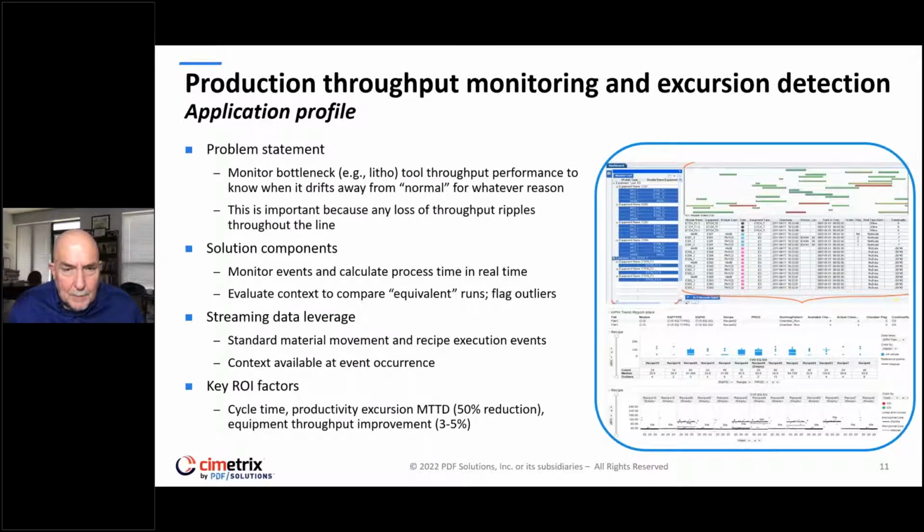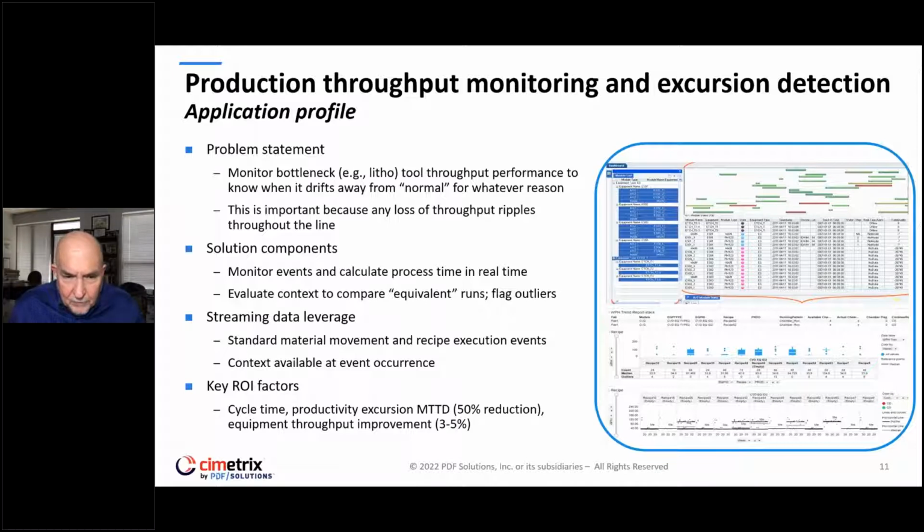This would allow you to know in real time if you are deviating from the expected process time, and then flag somebody to go look at potential root causes and keep this productivity excursion from causing a problem. Of course, the streaming data leverage is looking at the material movement and recipe execution events as they're happening, not after a lot or after a shift. And of course, the latest generations of standards make the context available at every event occurrence, and so you have enough information to actually be able to compare apples and apples when you're watching these excursions.